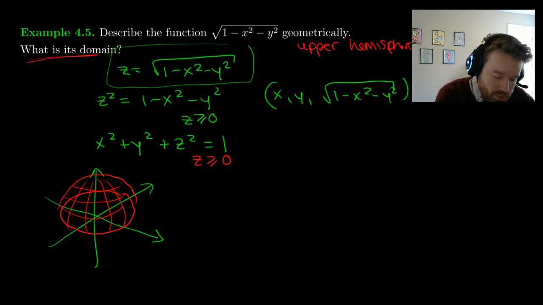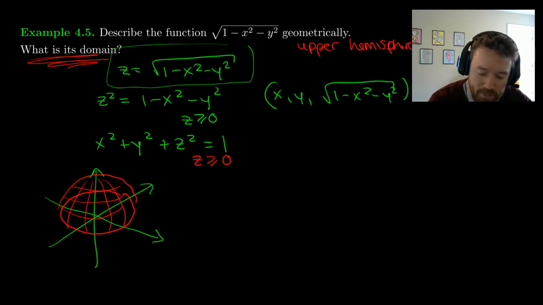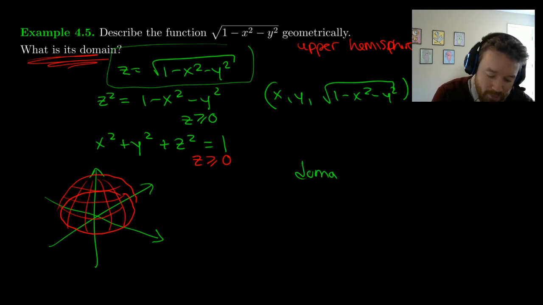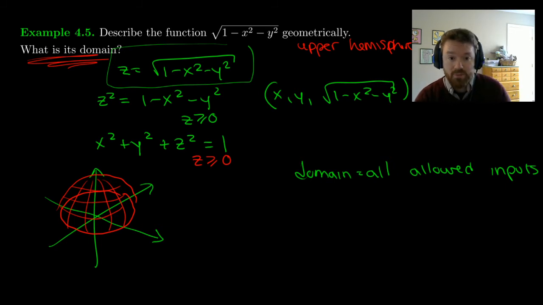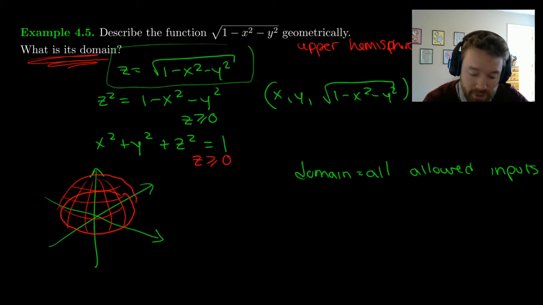And the other question was, what is its domain? So remember, domain is the set of all allowed inputs. And now that we're talking about functions of two variables, my inputs are going to be coming from a region, not an interval. And so I'm looking for a region.